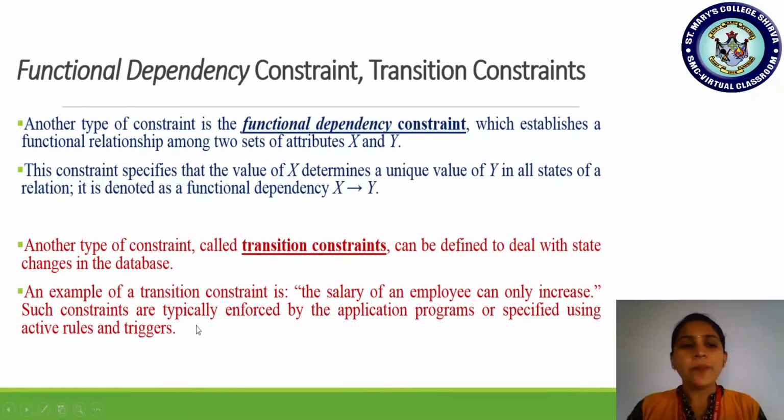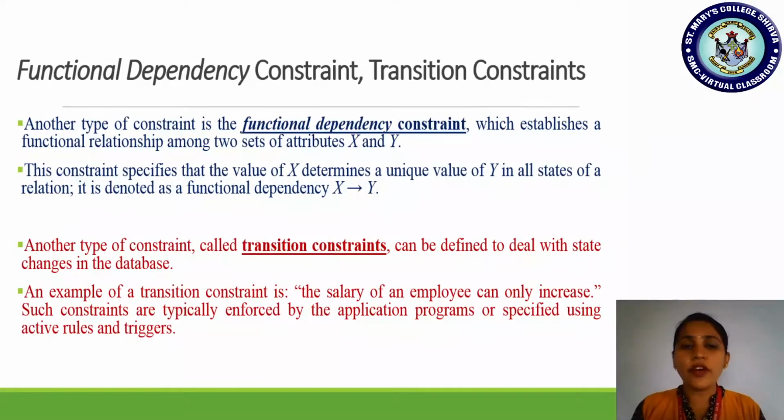So what is that? An example of a transition constraint is that the salary of an employee can only increase. Such constraints are typically enforced by the application programs or specified using active rules and triggers. So with the application programs, we can add these transition constraints, like the salary of an employee can only increase. It is not that after some period of time it is getting decreased. No, it has to be increased.